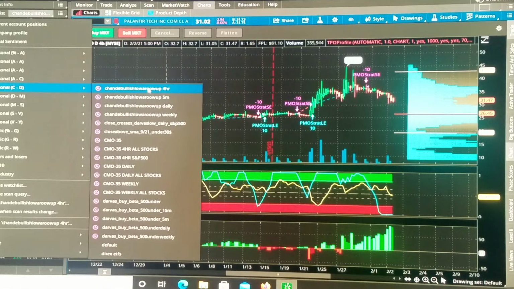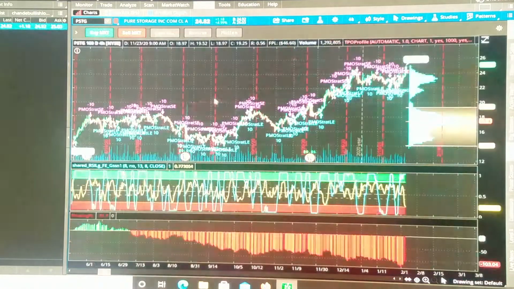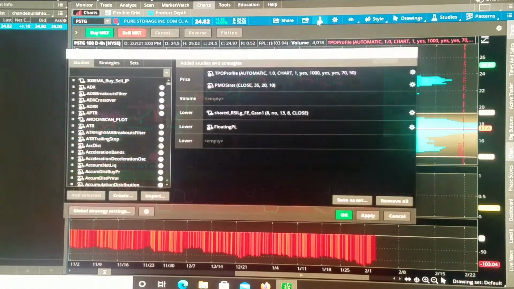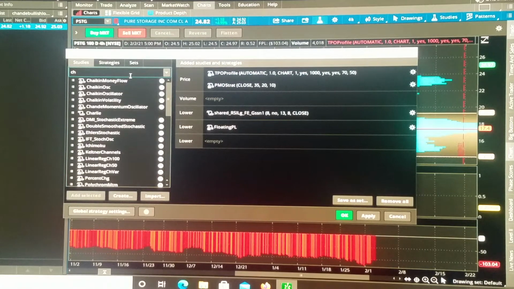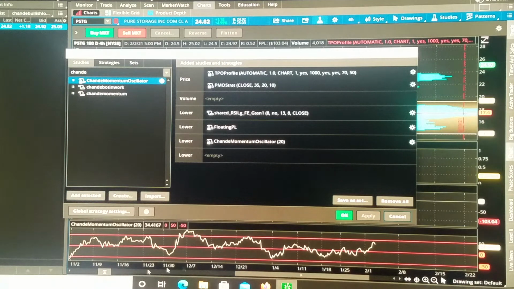And I need to build a study with this, or a strategy. Yeah. PSTG. Alright, is the only one popping out on the day for this. Alright, and let's check it out here. And we have our momentum oscillator. We'll hit apply. Alright.